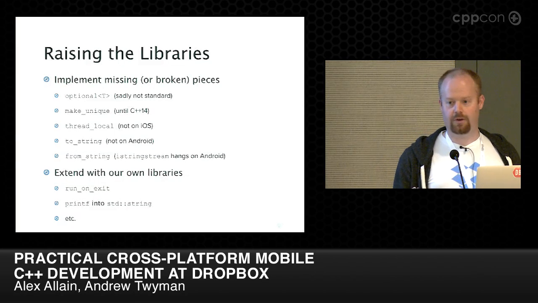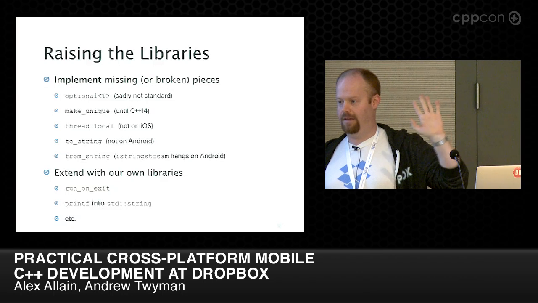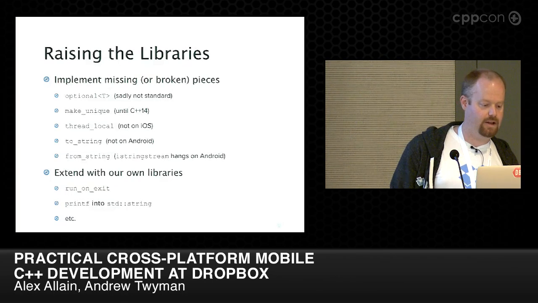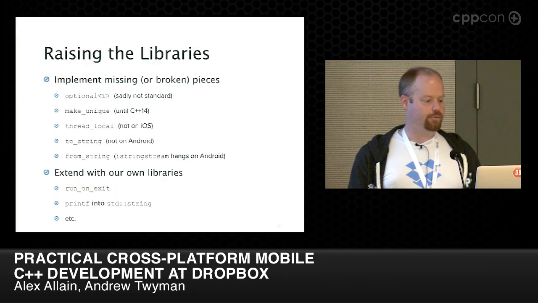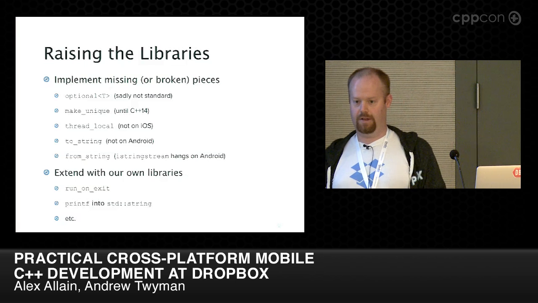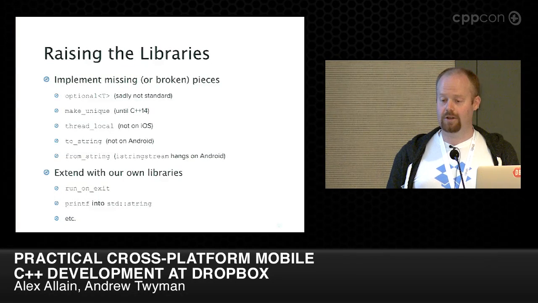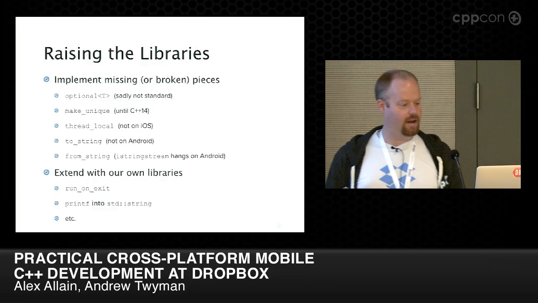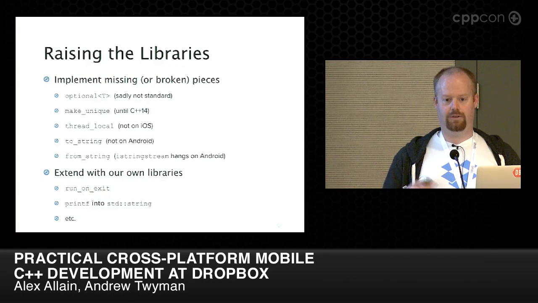We can't use toString on Android because it's disabled with an ifdef in the library because of some problem or other. I don't actually know what it is. So we wrote our own. From string doesn't exist, but normally you would use iString for converting things from strings. We found that hangs if you try and use it on Android for certain types, so we just wrote our own instead. And then, of course, we're building our own libraries just as general useful things. This is probably the kind of thing you've built all over the place. You know, we have a little run on exit helper. This is like a scoped guard for easy cleanup of resources that aren't smart pointers. You know, we have string formatting, all the kinds of things that any good C++ code base wants. We try and build those as we need them.